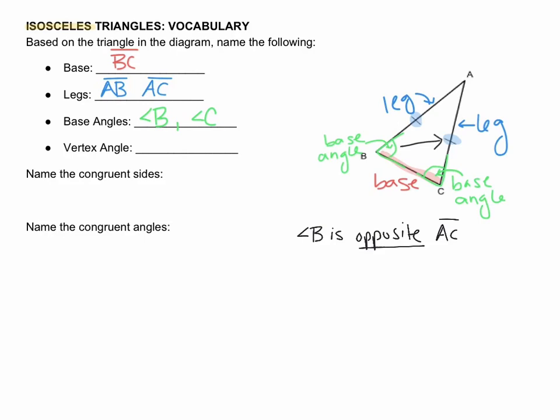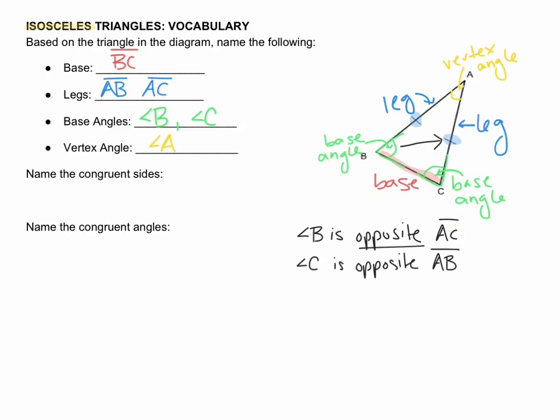I would also do this for angle C, and I would say angle C, my base angle, is opposite from my side AB. The final angle in my triangle here is the one that is opposite from my base. It's formed by the two legs of my isosceles triangle. It's the one here that we would call the vertex angle that I highlighted in yellow. So here in this triangle we would call our vertex angle, angle A.